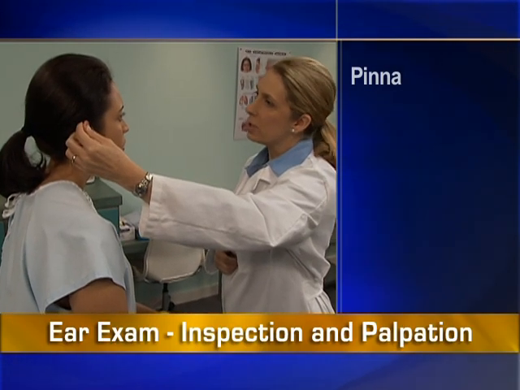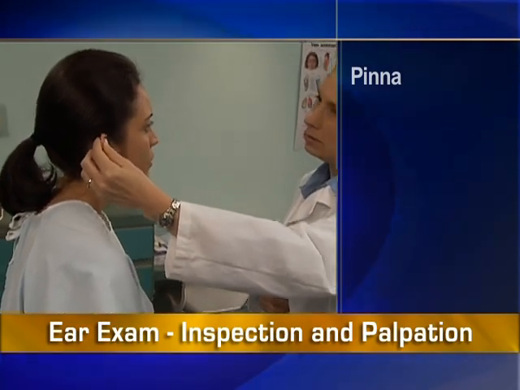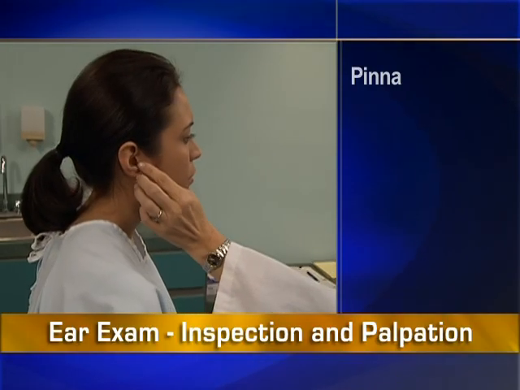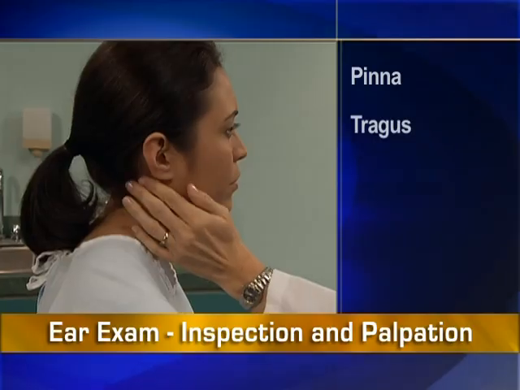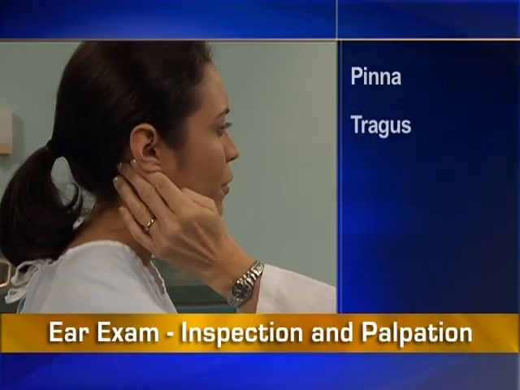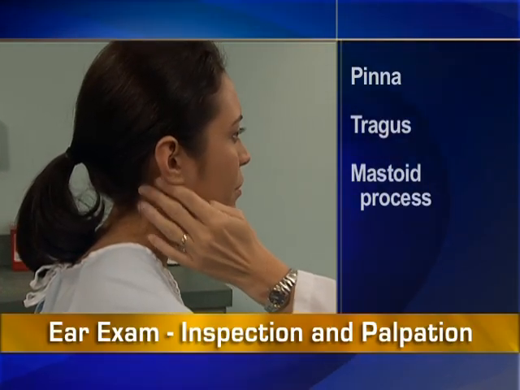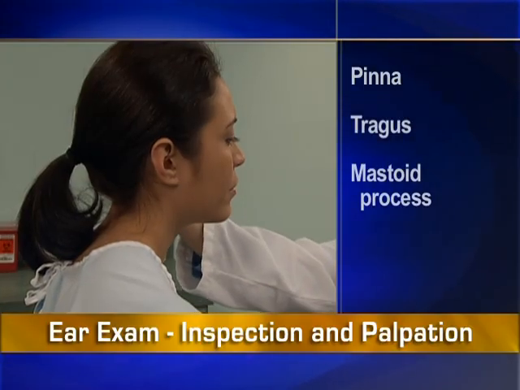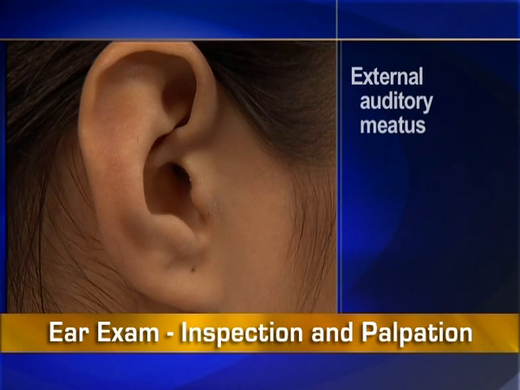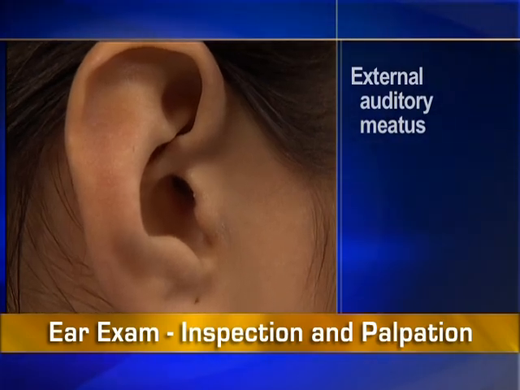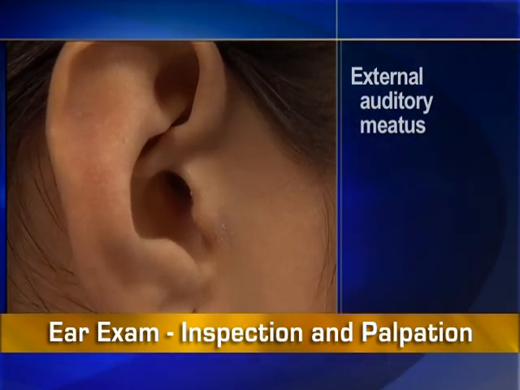Do you feel any tenderness when I pull on this? No. Next, move the pinna and push on the tragus. How about now? They should feel firm, and movement should produce no tenderness or pain. Any pain now? No. Now palpate the mastoid process, which also should cause no pain. Any tenderness here? No. Then inspect the external auditory meatus, which should have no swelling, redness, or discharge.